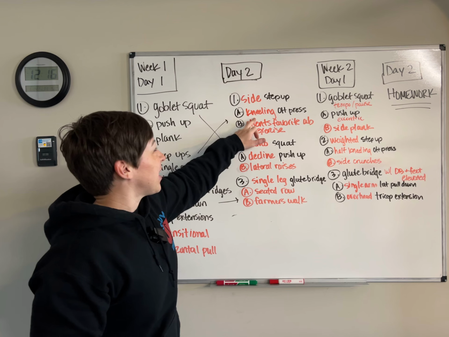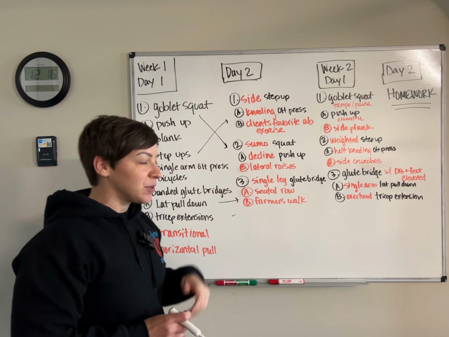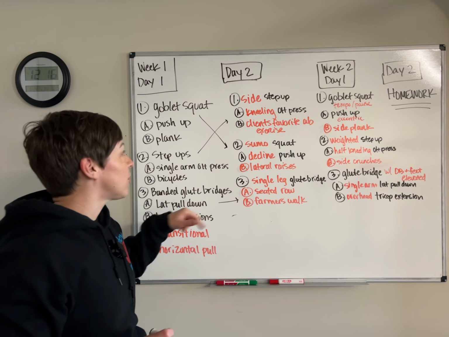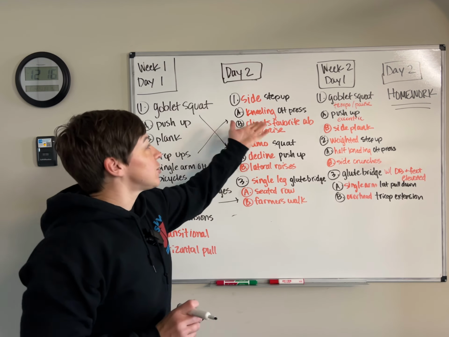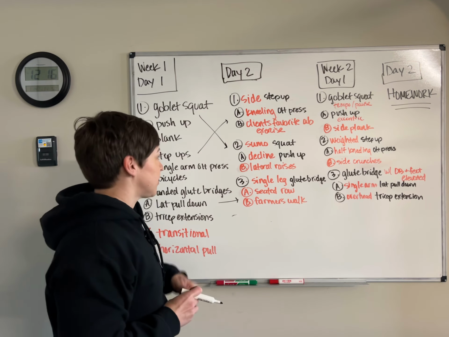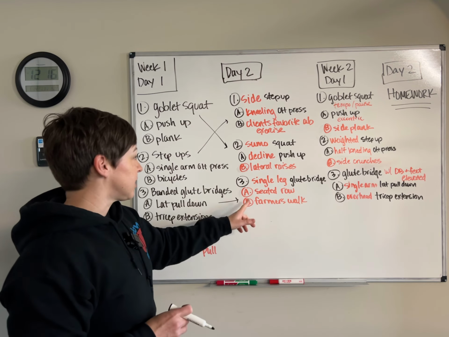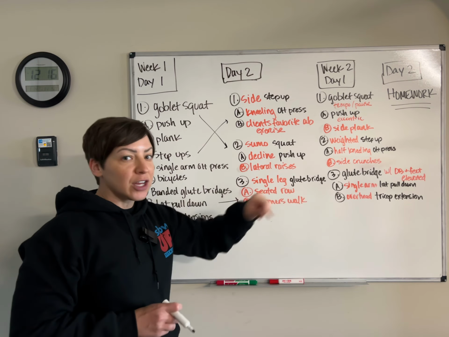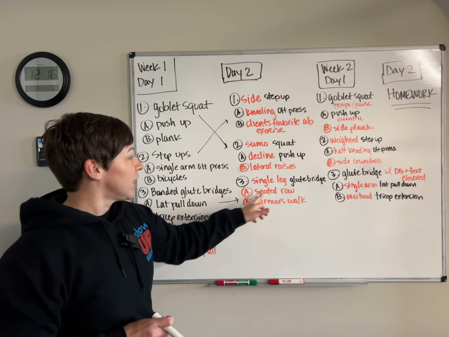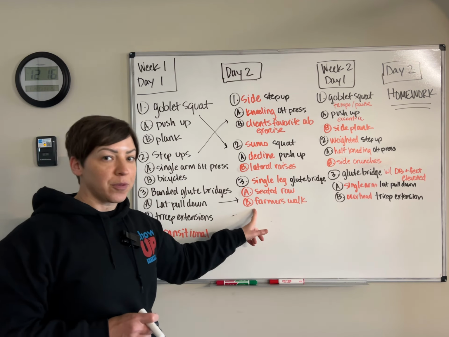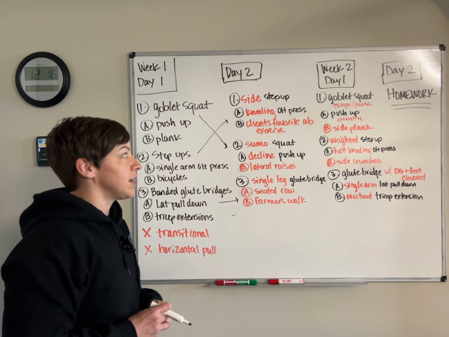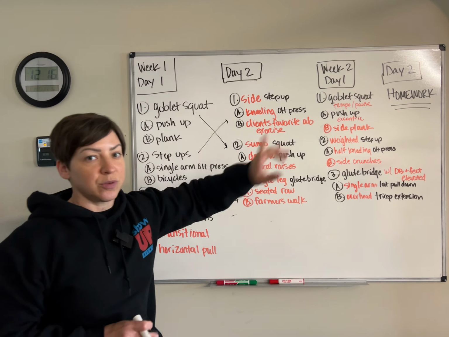And then we have our kneeling overhead press. We just changed that vertical push from the single arm overhead press to kneeling and both arms. And then we changed it to the client's favorite ab exercise, okay? So that 3rd circuit stayed the same. We just put in the single leg glute bridge instead of a banded glute bridge. Seated row for our horizontal pull that we missed, and then our farmer's walk for that transitional that we missed. Okay, so this would be day 1 and day 2 of week 1.